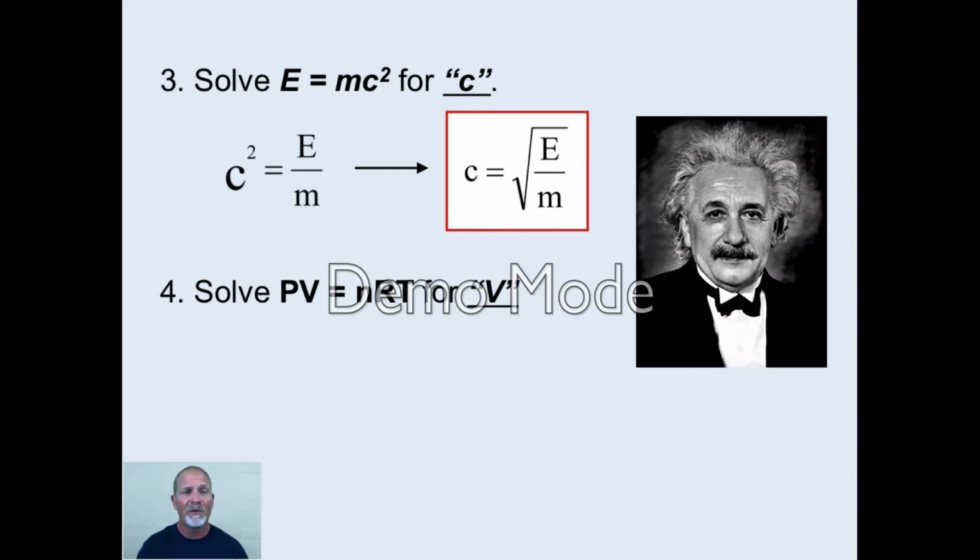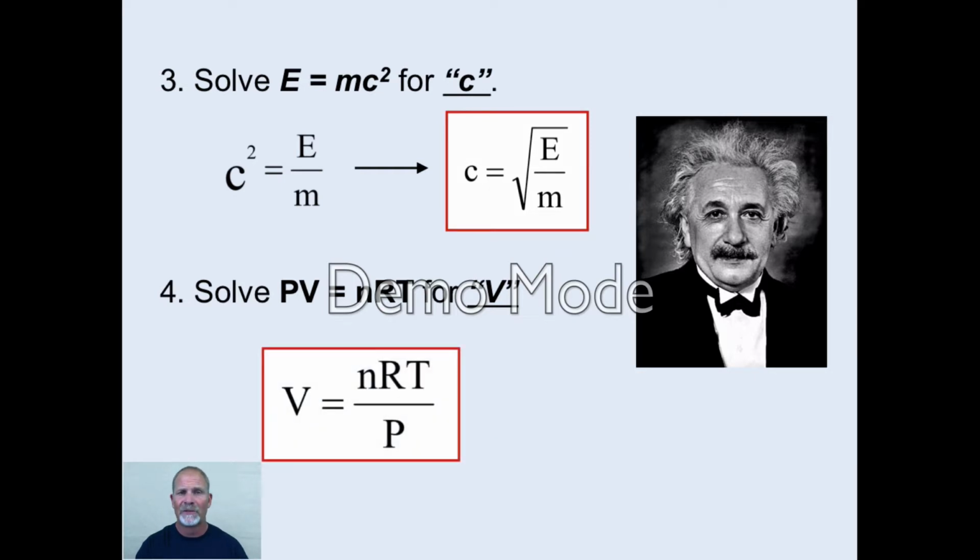Say in my volume, I want to get P, which is my pressure, to the opposite side. I'm going to simply divide. So this is basically pre-algebra.